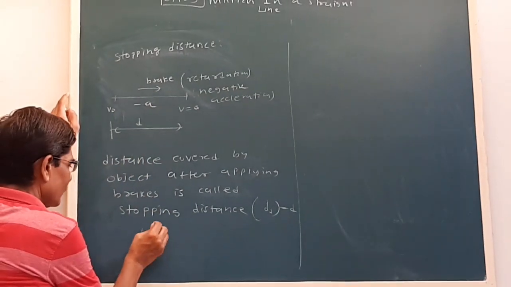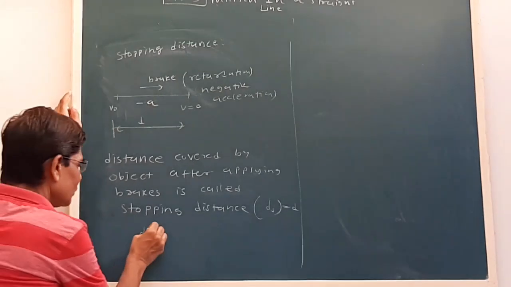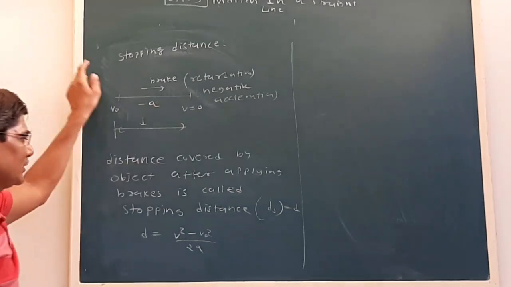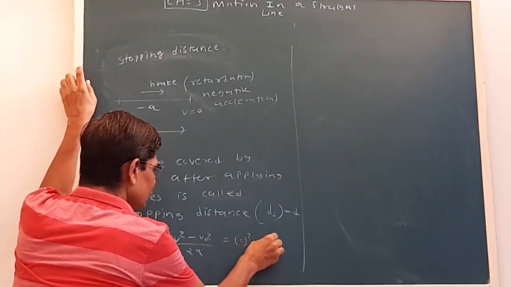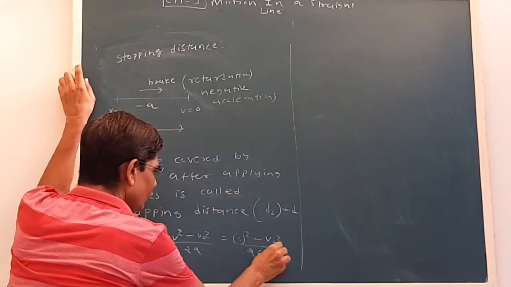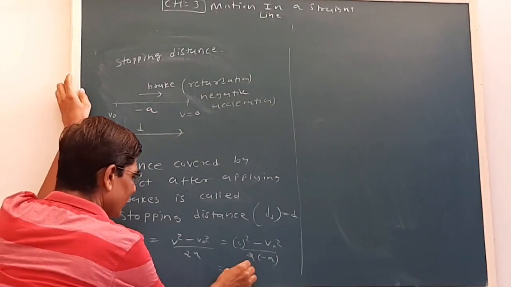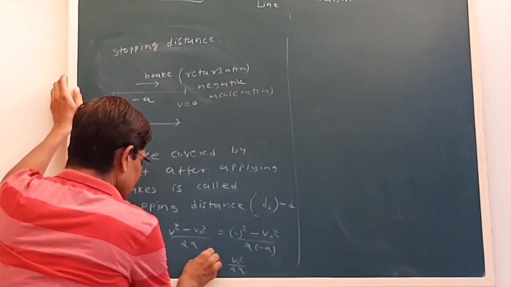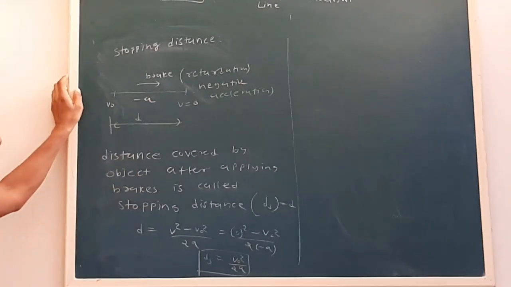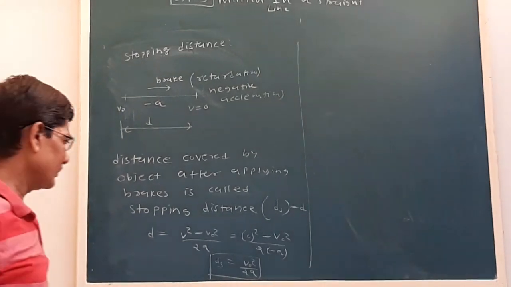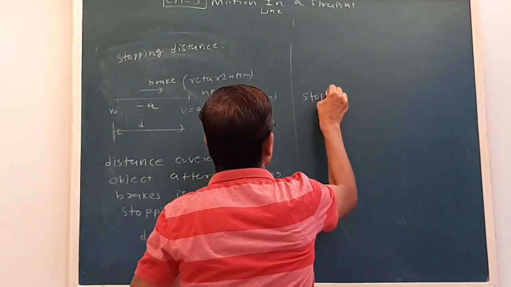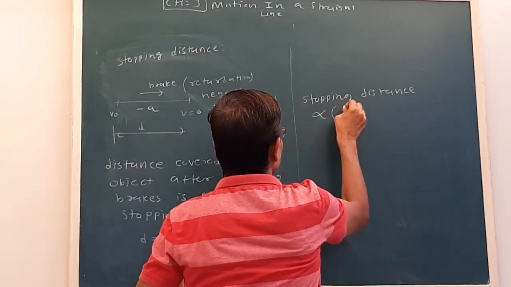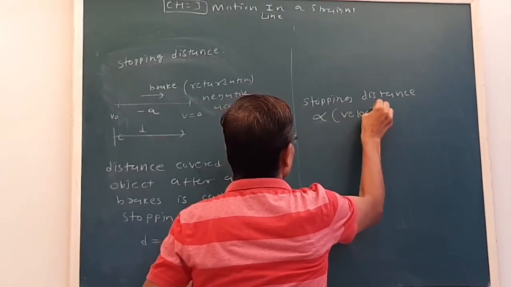Now see our equation. See, nowhere is time given, so we can use this equation: v square minus v0 square upon 2a. Now see, the final velocity is 0. So we can write v0 square upon 2a. Now this is the equation of the stopping distance. See, one thing we have to keep in mind, the stopping distance is proportional to the square of the velocity.